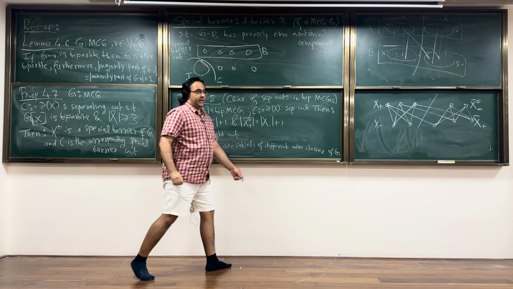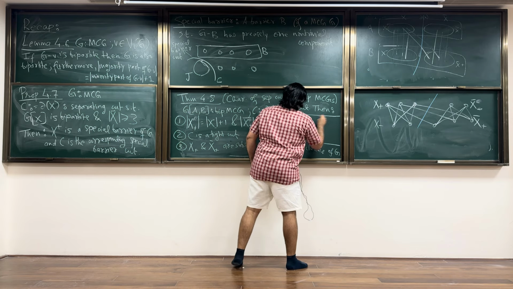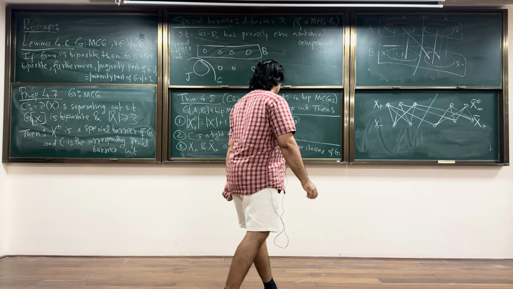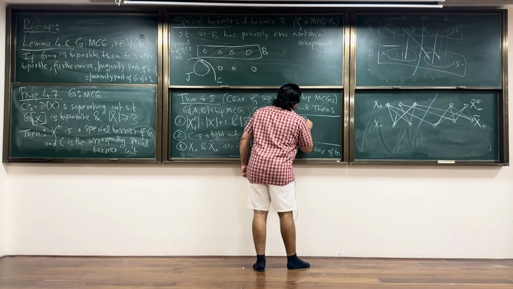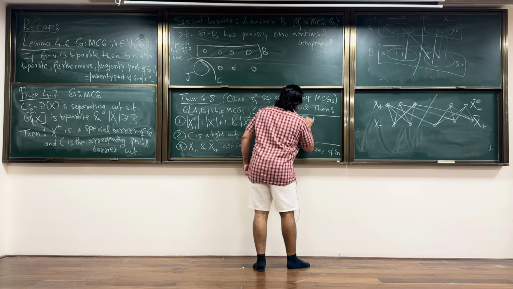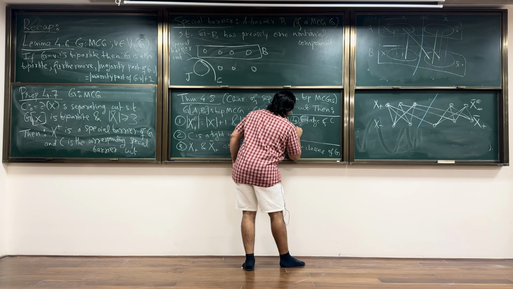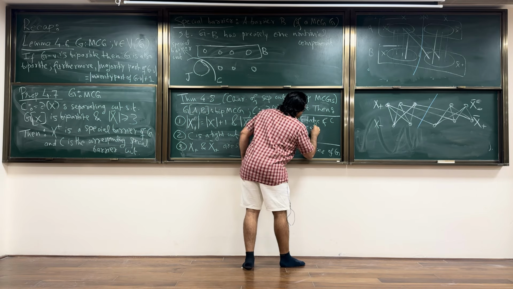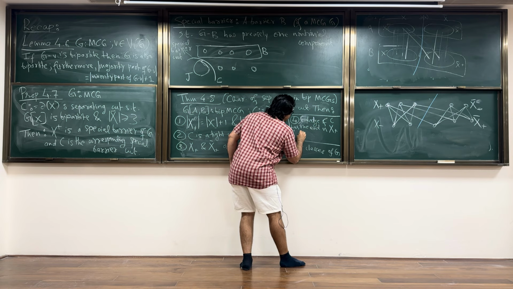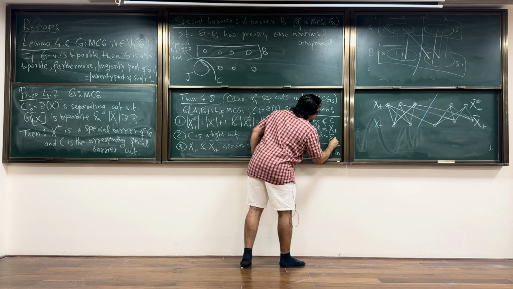So one will be a subset of A, the other will be a subset of B, and finally all the edges of the cut go from the majority to majority. Maybe I'll say each edge. Each edge of the cut has one end in X plus and the other end in X bar plus.